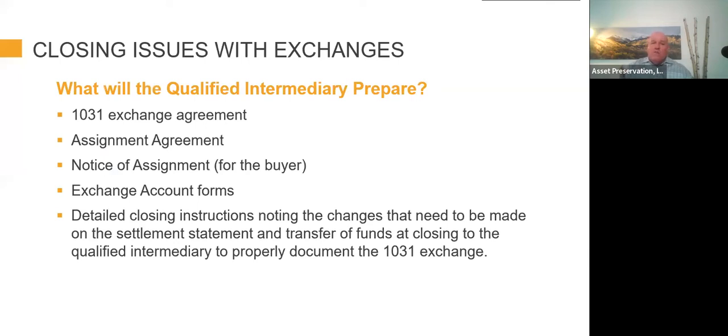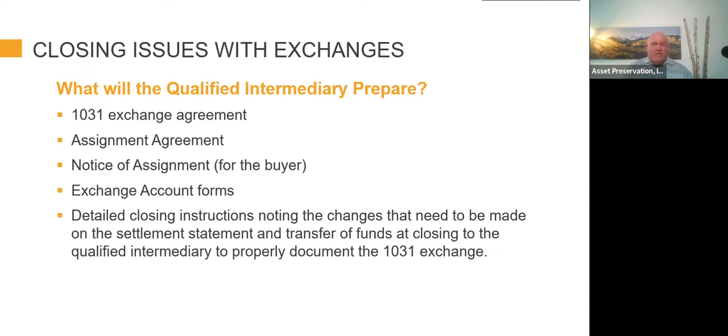The qualified intermediary, we're going to prepare an exchange agreement, an assignment of the contract, notice of assignment, the exchange account setup forms, and then we'll have detailed closing instructions. So when working with First Integrity Title, we'll provide the detailed instructions on exactly how to prepare the settlement statements, how to mark the 1099, everything that's involved to make it very clear what we need to do step by step through the process.